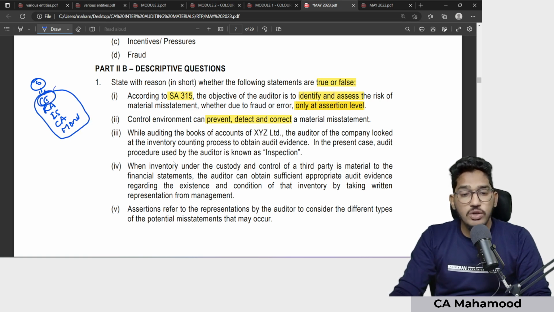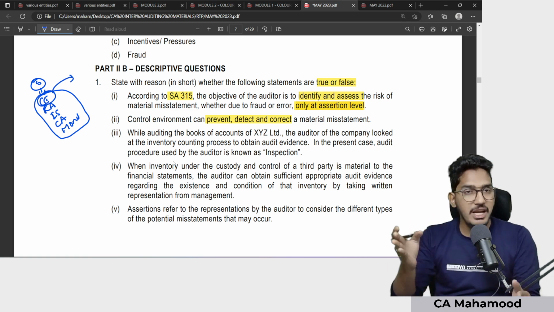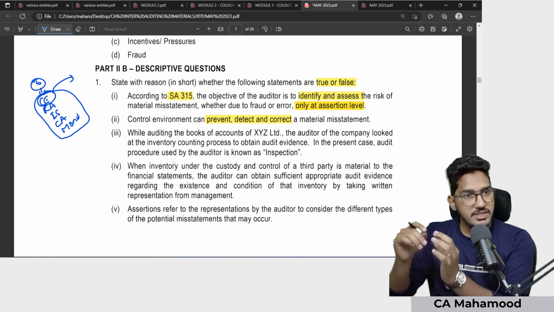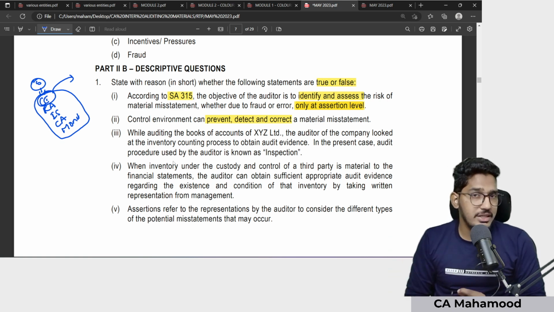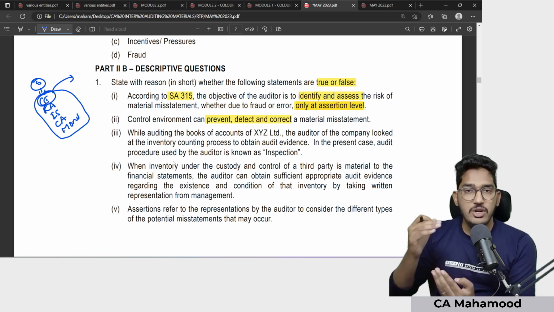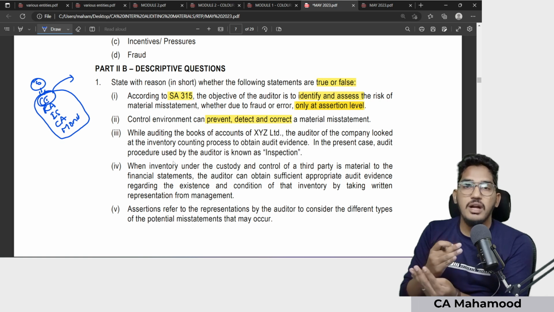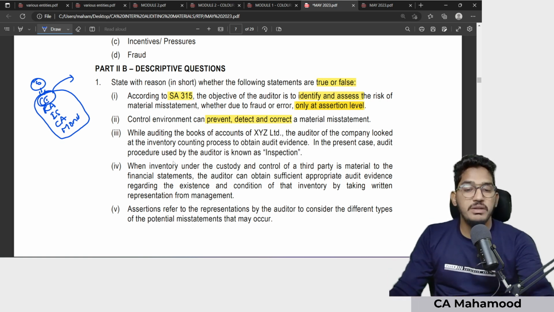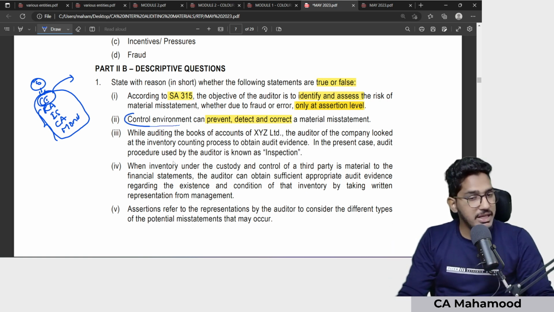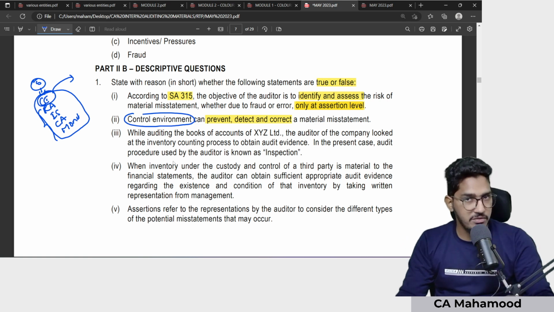Control environment alone will not be able to prevent, detect or correct a misstatement. Control environment means creating a good culture of honesty and ethical behavior. That is one of the basic components. But just by establishing a good culture of honesty and ethical behavior in the organization, altogether frauds and errors can't be prevented or detected. So control environment is an important component, but control environment alone will not be enough to prevent, detect and correct a misstatement. We need all other components also to make sure that misstatements are prevented, detected and corrected. Control environment alone will not be enough. So that's why the given statement will be false here.